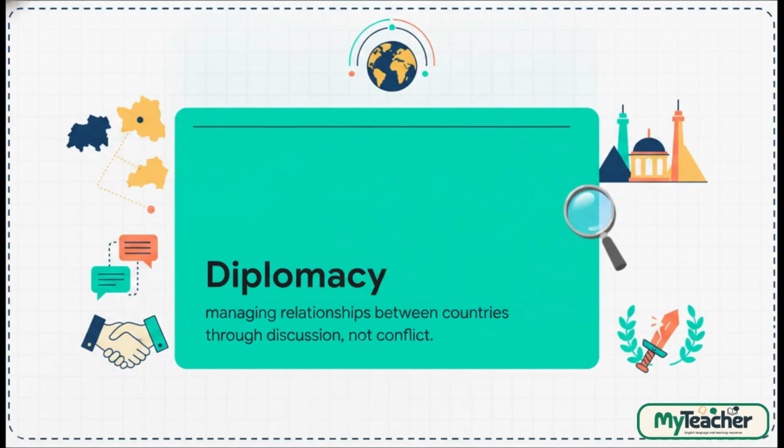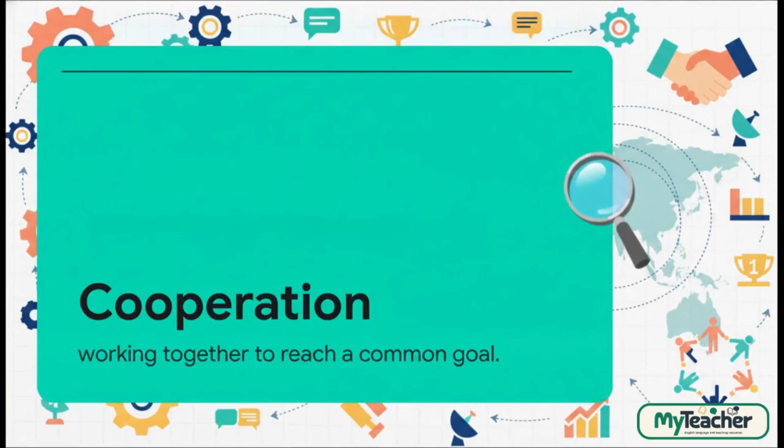Here's a great word, diplomacy. Diplomacy means managing relationships between countries through discussion, not conflict. It means countries are talking and solving their issues with words instead of fighting with weapons. Finally, we have cooperation. Cooperation means working together to reach a common goal. All of the amazing organizations we learned about today absolutely rely on cooperation to achieve their massive global goals.